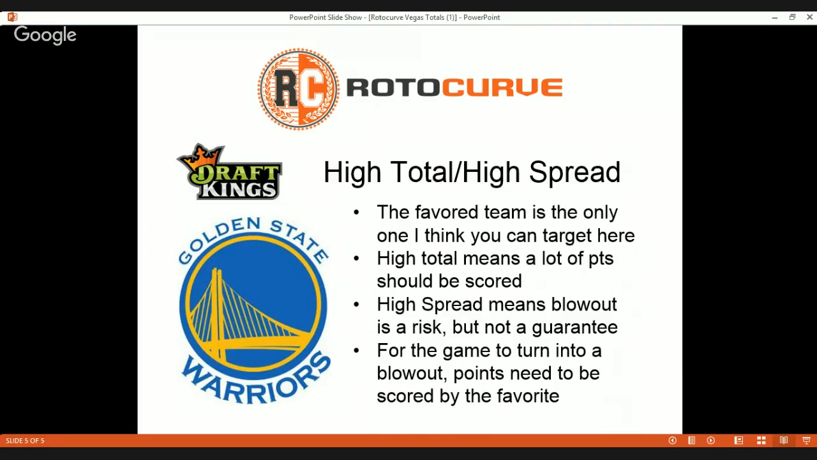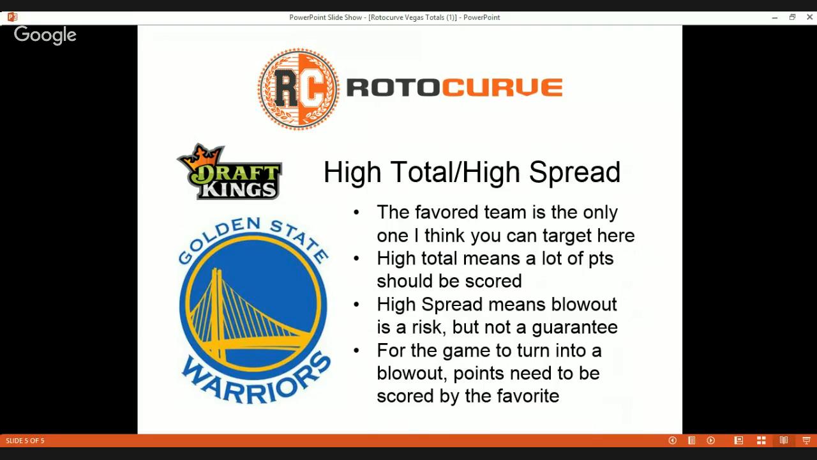But even when they haven't played in the fourth quarter, we've seen guys on Golden State put up a triple-double in 3 quarters like Draymond Green. Or we've seen Steph Curry go off for 65 fantasy points by the end of the third quarter with 8 3-pointers made and 10 assists and 30-something points and a couple steals. So it doesn't mean that guys can't make value. If you're in a high total game, that means a lot of points are going to be scored. If there's also a high spread, it means there's blowout risk, but it's not a guarantee that there's the blowout.